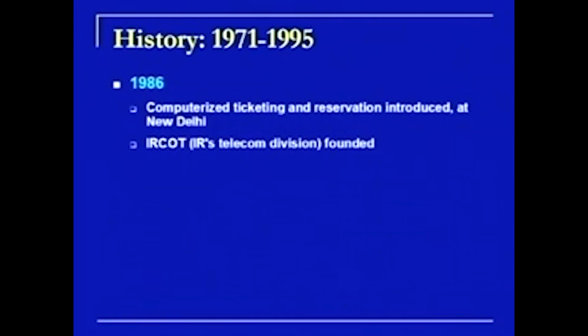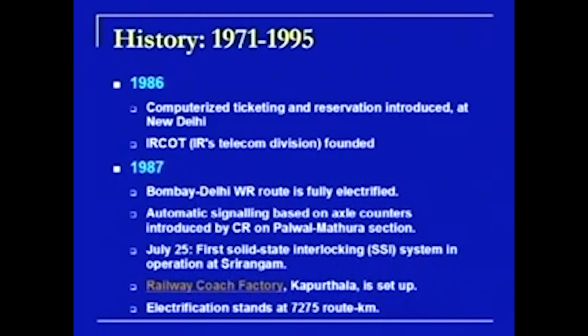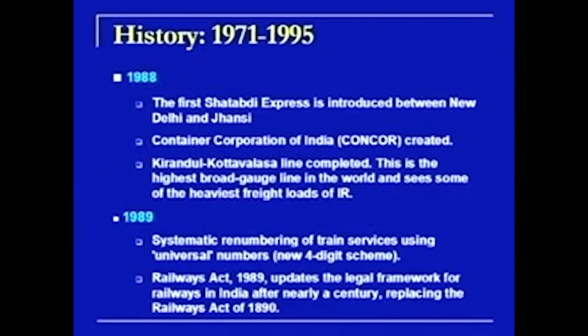Then there was the Telecom Division of Indian Railways, which was named as ERCOT, and that was founded in 1986. Ticketing system was made available from 1986 onwards. There was automatic signaling system, another safety aspect which was taken up, and the next safety aspect was in terms of solid state interlocking system, which was made operational. The electrification was 7 to 75 route kilometers in the year 1987.